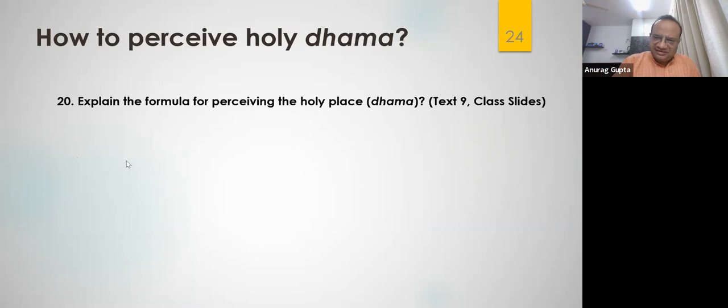For perceiving holy place, so on Text number 9 we discuss this in our class. When we go to a holy place, when we go to a Tirth Sthan, Vrindavan, Mathura, Jagannath Puri, Kedarnath, Vaishno Devi, etc., what should be our vision? How should we look at it?